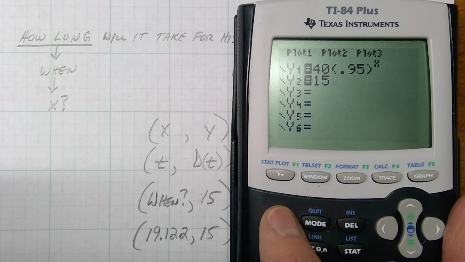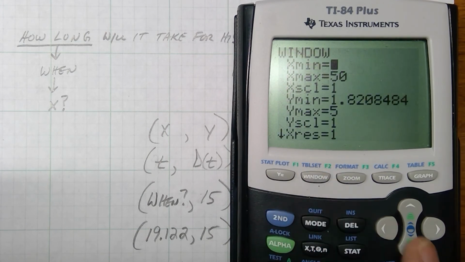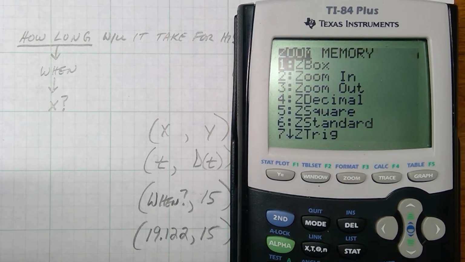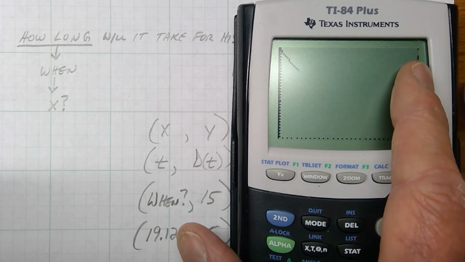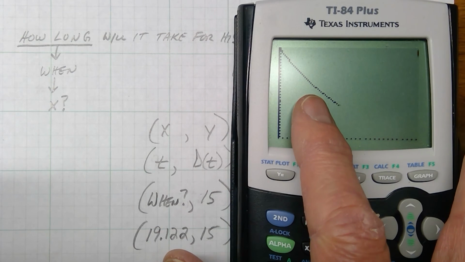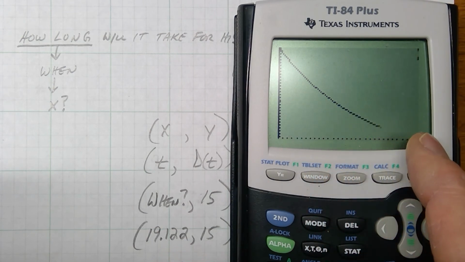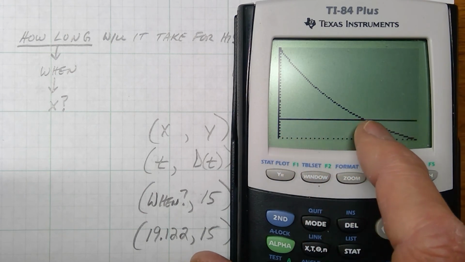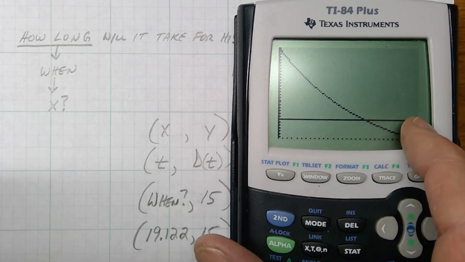All right, let's set up our window here. Window, let's do something reasonable. Maybe, I don't know how long he's going to be on this diet, maybe 30 months. Let's go 0 to 30 months. Let's pretend we don't know the answer. And let's do zoom fit just to give us a nice picture. And let it think. So there's him losing weight over a period of 30 months. And there is 15. That's a horizontal line that's 15 steps high.